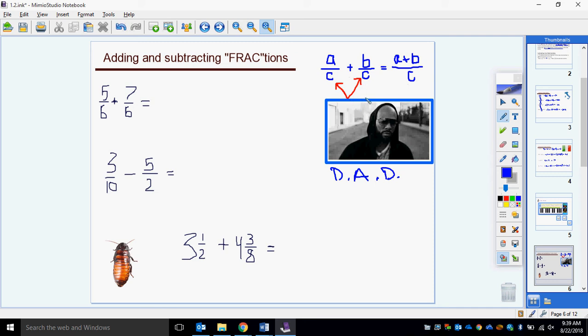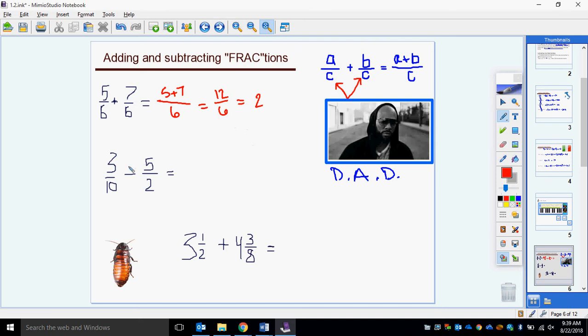It'd be the exact same if there was a subtraction sign here instead of an addition sign. So if we try to solve 5/6 plus 7/6, they have common denominators, so I can add the numerators and keep the denominator the same. 5 plus 7 is 12. I always want to reduce my fractions, so I kept 6 in the denominator. Please don't add 6 plus 6 and get 12. That would be incorrect. 12 divided by 6 is 2.